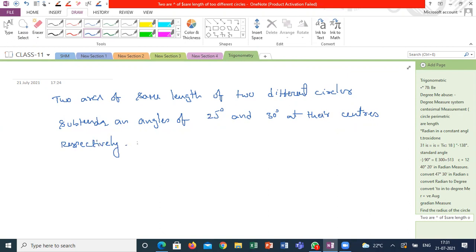The ratio of the radii of the circles is the ratio of the radii of the circle. I want the value of R1 by R2. Please solve this question, guys. Anyone? Guys, will you be able to solve? Students, are you clear with the question?